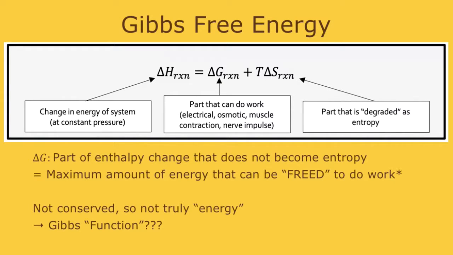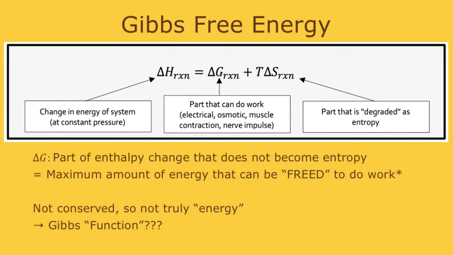But the other part of the enthalpy change is delta G, and this is the maximum amount of energy that could be freed to do work. And this isn't the pressure volume change work that we were talking about, like when we were talking about moving the atmosphere or gases expanding. This is the part that could do other work that we find useful. So it could be electrical work, it could be osmotic work, it could be muscle contractions or nerve impulses, all the other things that reactions can do.